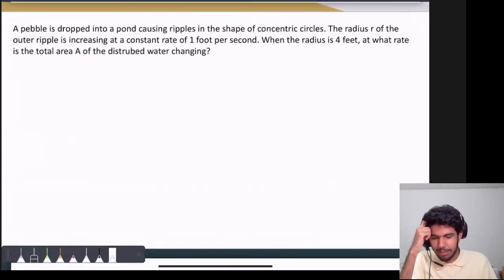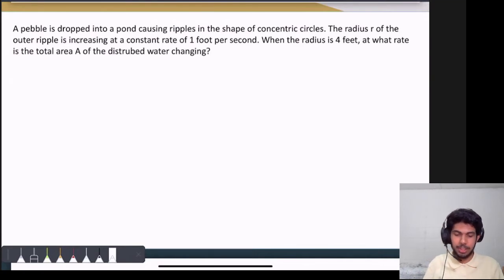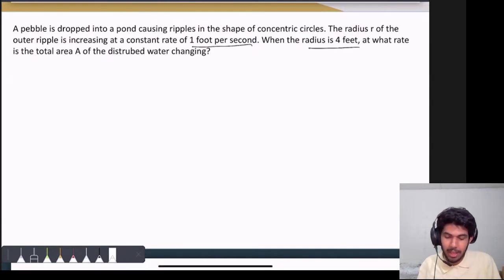So let's see if we can work through a problem. I know we don't have too much to go on, but we're going to try to learn how to do related rates by going through a problem. A pebble is dropped into a pond, causing ripples in the shape of concentric circles. The radius r of the outer ripple is increasing at a constant rate of 1 foot per second. When the radius is 4 feet, at what rate is the total area A of the disturbed water changing? There's a typo there, but that's okay.